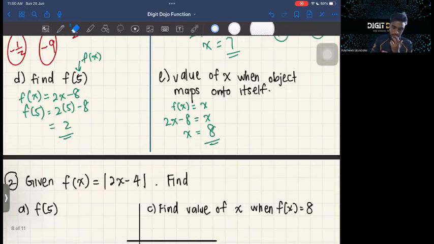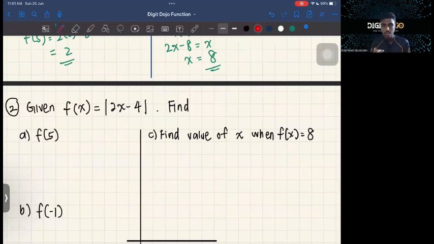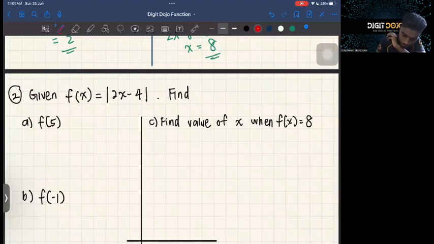Now, next, we're going to try another question very quickly. f(x) equals modulus of 2x minus 4. Remember, if there's modulus, I've explained in previous videos about this modulus thing. If there is modulus, your number is always going to be positive. Even though it's negative 5 in modulus, your final answer is going to be positive 5. Okay, remember. Now they're asking f(5).